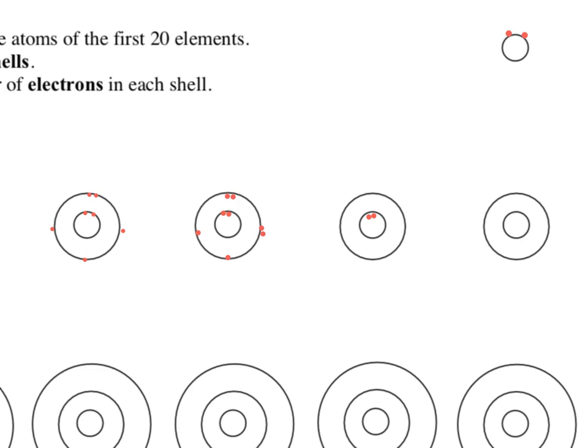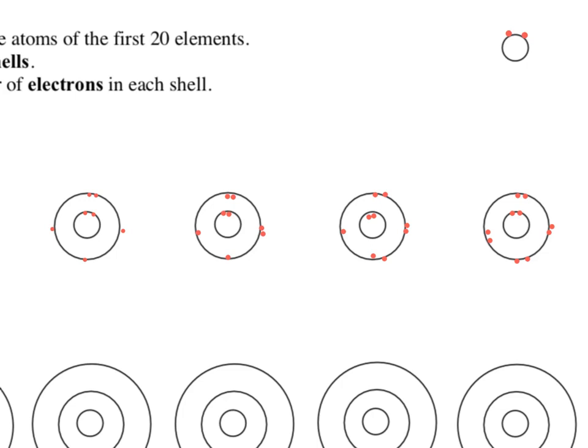Same with the next one, which is fluorine, 1, 2, 3, 4, they start sharing, so 1, 2, 3. So 7 electrons in the outer shell. Then we get to neon, which has a full outer shell, which is 8. So 1, 2 for the mum and dad, 1, 2, 3, 4, and then they all have to share, so 1, 2, 3, 4. Now shell number 2 can only hold up to 8 electrons.